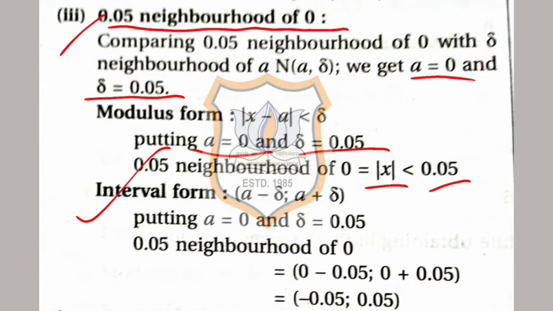Let's find the interval form. Interval form is A minus delta to A plus delta. A is 0, delta is 0.05. So let's substitute it. We will have 0 minus 0.05 and 0 plus 0.05. 0 minus 0.05 will be minus 0.05 and 0 plus 0.05 will be 0.05.